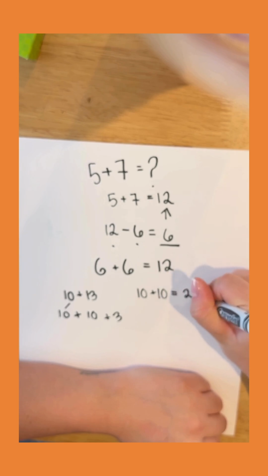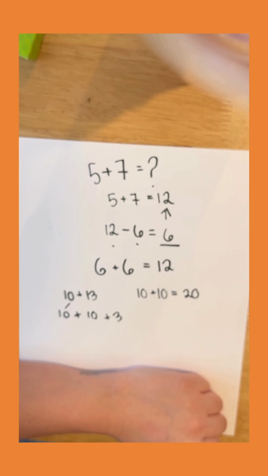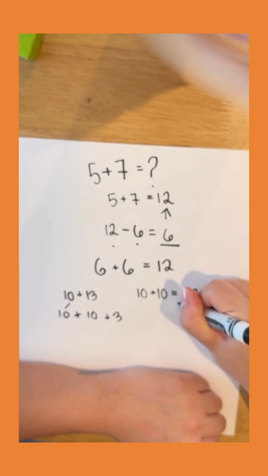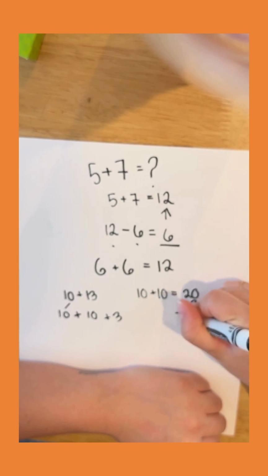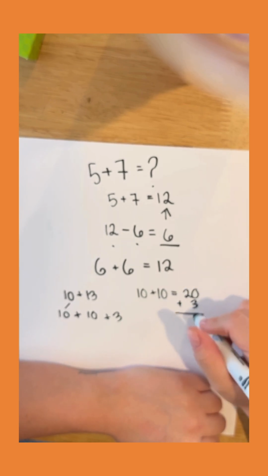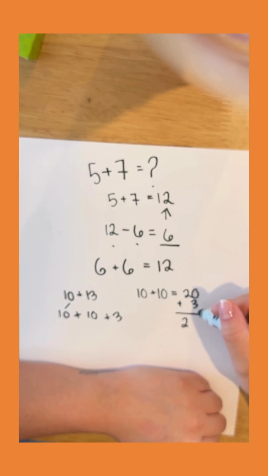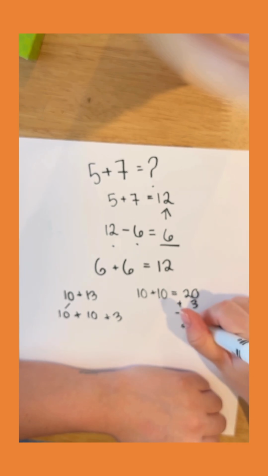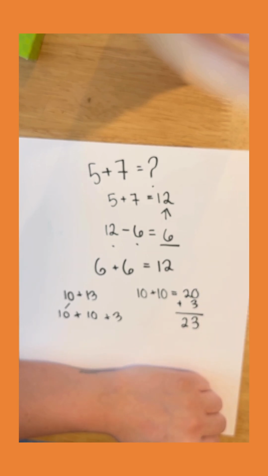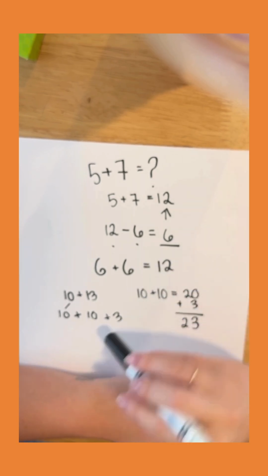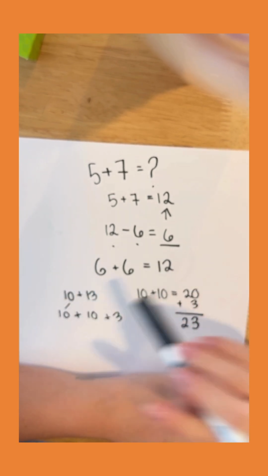Yeah, amazing job. Now all we have left is 3. So let's add 3 plus 20. So we can leave this 2 here, and then we don't have anything to add on this side. So 3 plus 20 is 23. Amazing job, you guys. So we know now that the sum of 10 and 13 is 23.